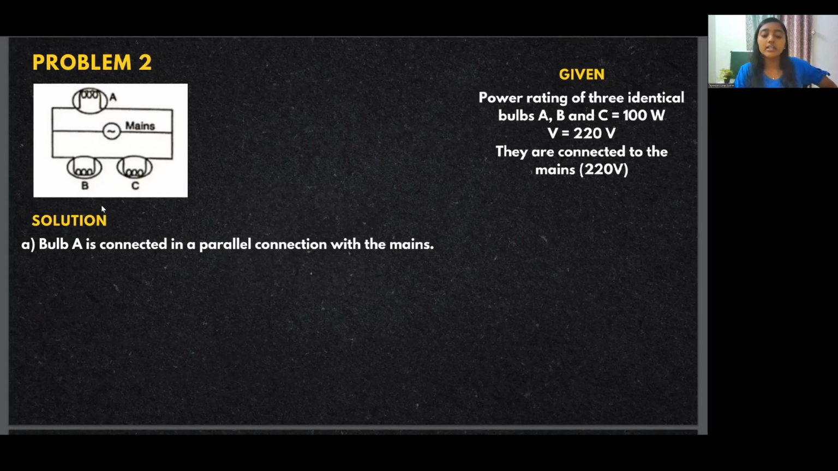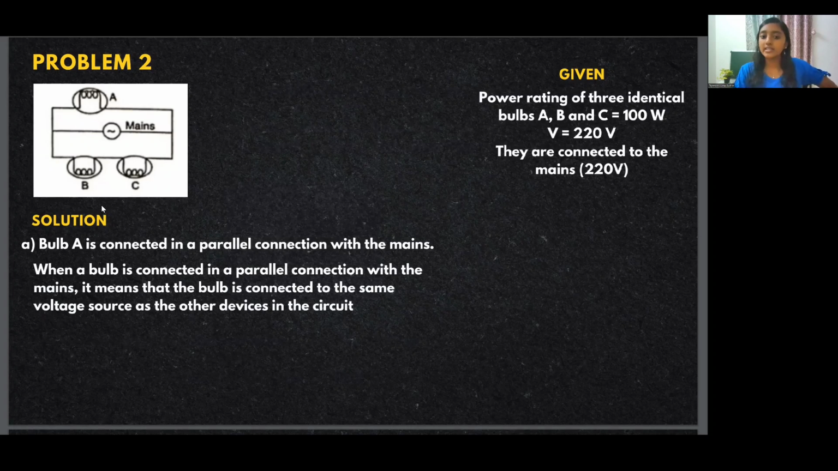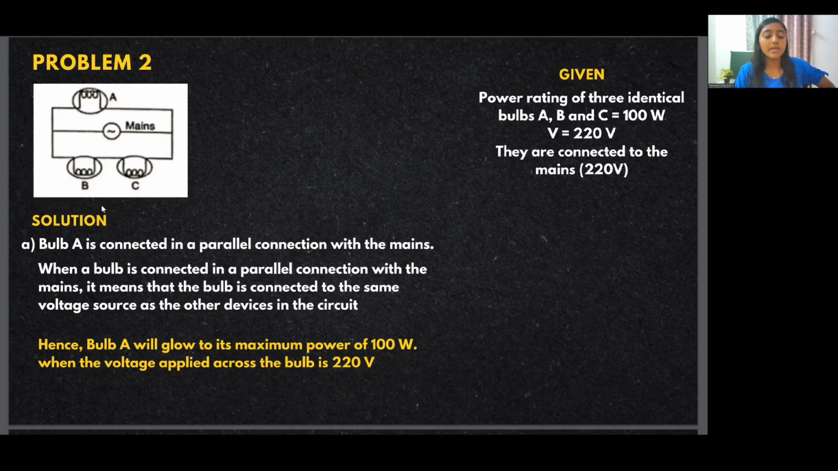So bulb A is connected in parallel connection with the mains, right? When a bulb is connected in parallel with the mains, it means that the bulb is connected to the same voltage source as the other devices in the circuit. So bulb A will glow to its maximum power of 100 watts when the voltage applied across the bulb is 220 volts, right? And that is the first question.